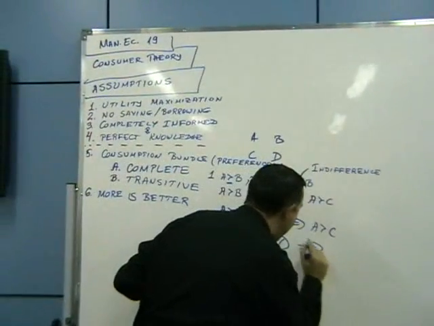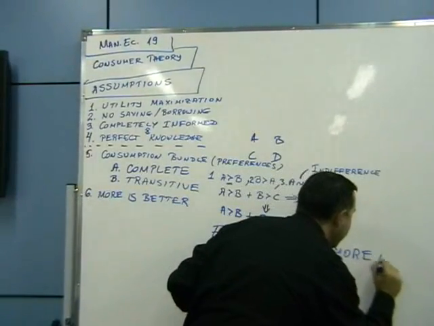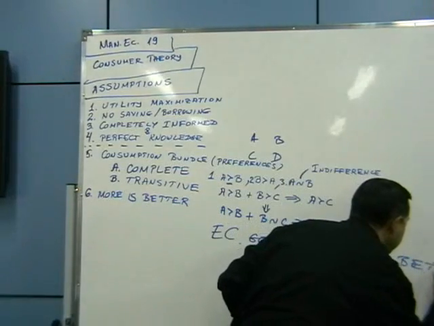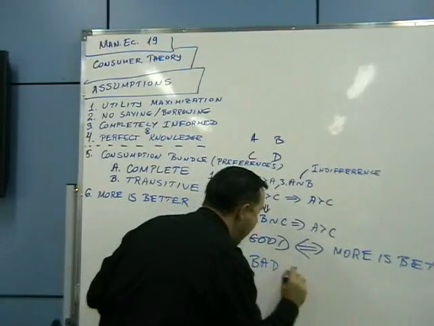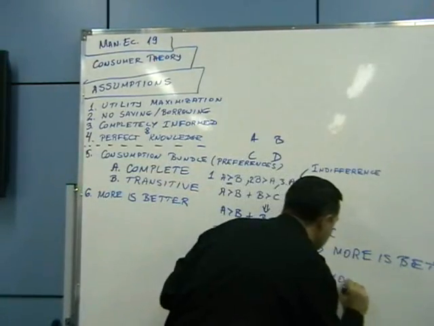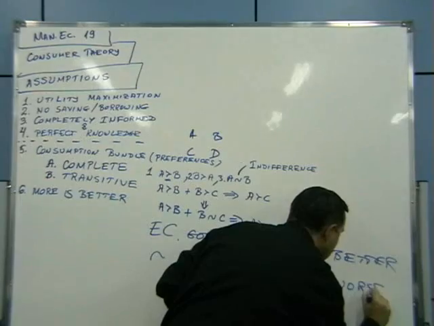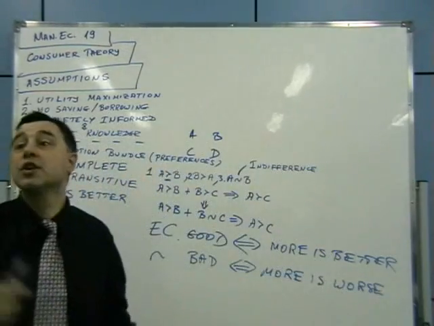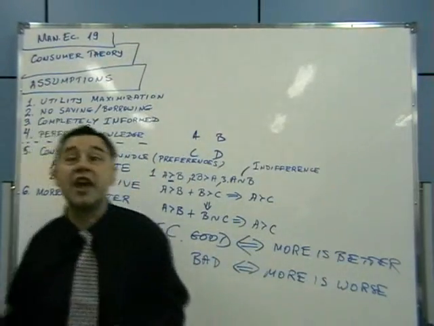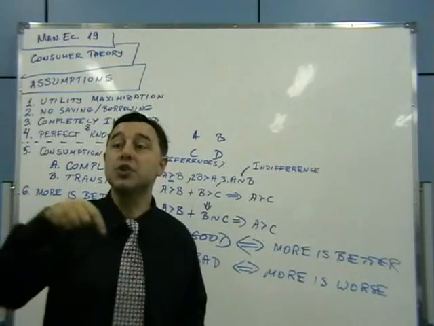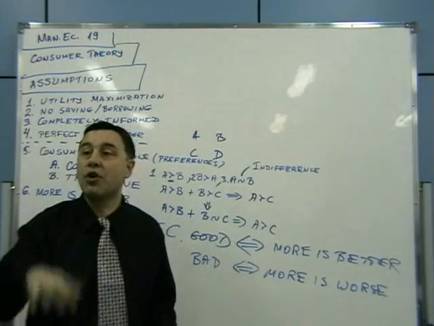Economic good is defined always as more is better, and therefore you have economic bad, which is defined as more is worse. In other words, an economic bad actually lowers your utility. And the more you have of an economic bad, the lower your utility.